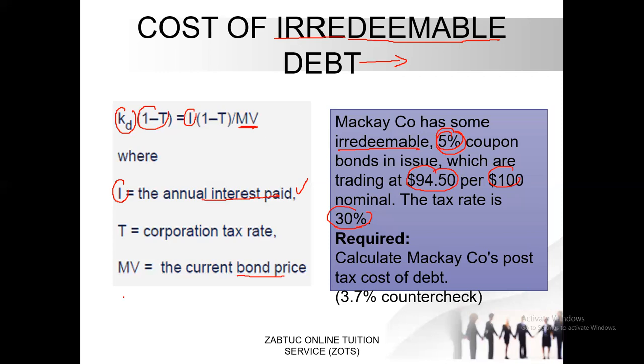So how do you do that? Please take your calculators, all of you. So the interest is 5% multiplied by 100. So that's the interest, and that gives you $5. Then 1 minus 30%, over the market value, which is 94.5.